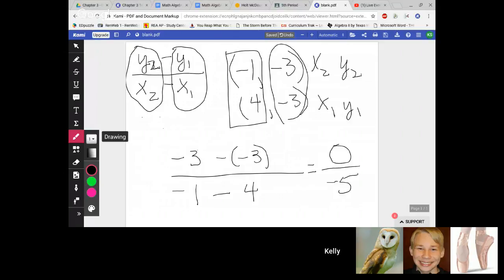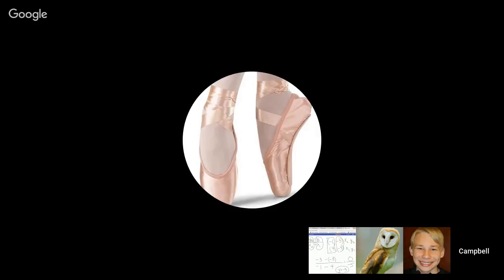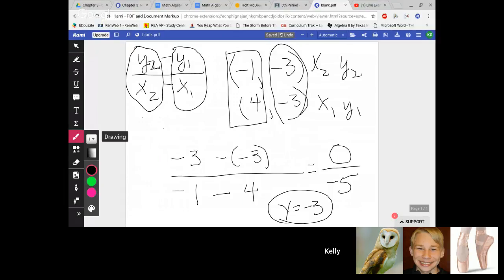So that tells me the slope is 0. So that tells me I even know what the equation of this line is, because it's going to be a horizontal line at y equals -3. Because when it's a 0 slope, I know it's a horizontal line.